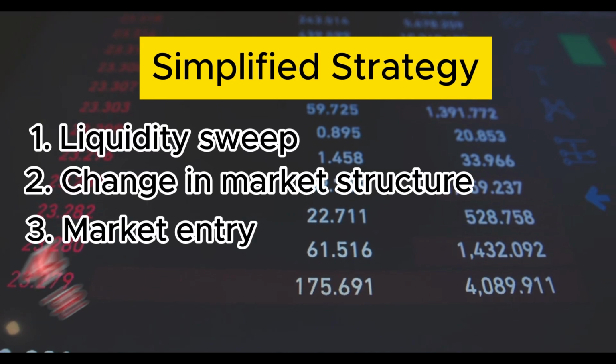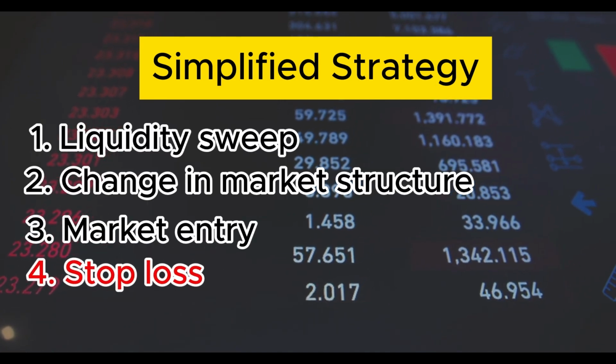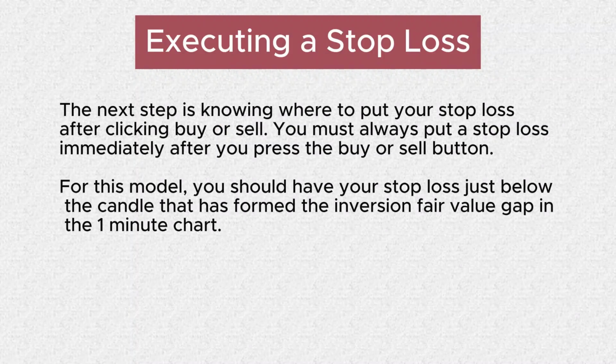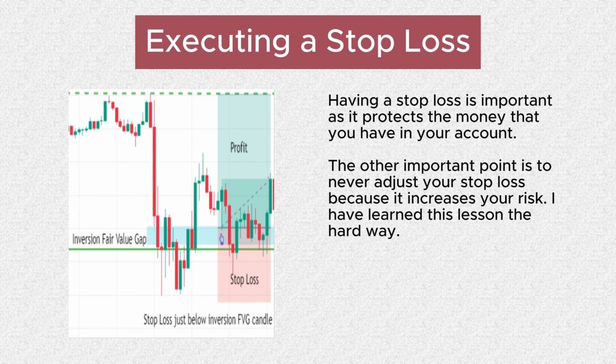After getting into a trade setup, the next step is to know where to put our stop loss. For this model, you should have your stop loss just below the candle that has formed the inversion fair value gap in the 1 minute chart. In this example, when the price comes back to the inversion fair value gap, which is the area that's shaded bluish greenish, we get into a buy setup. Then the stop loss, we place it a few pips below the third candle that forms the inversion fair value gap.